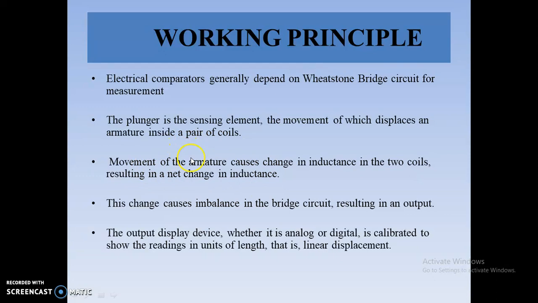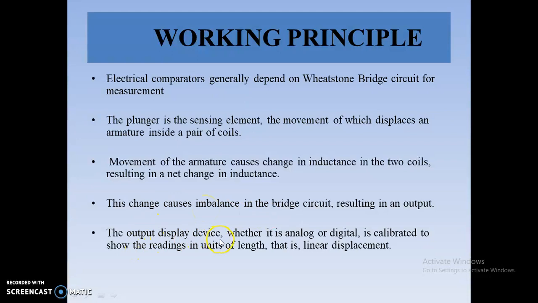Initially there was no change, as it was placed midway and it was in balanced condition. As the armature moves towards either coil A or coil B, the balance condition is broken, as a result of which there is a change in inductance of the two coils. Now this change in inductance imbalances the bridge circuit. I have already stated that when the Wheatstone bridge circuit is in a balanced condition, current flowing through the galvanometer is 0. But when there is an imbalance or the balance condition is broken, there will be an output. What is the output? A current will flow through this galvanometer.